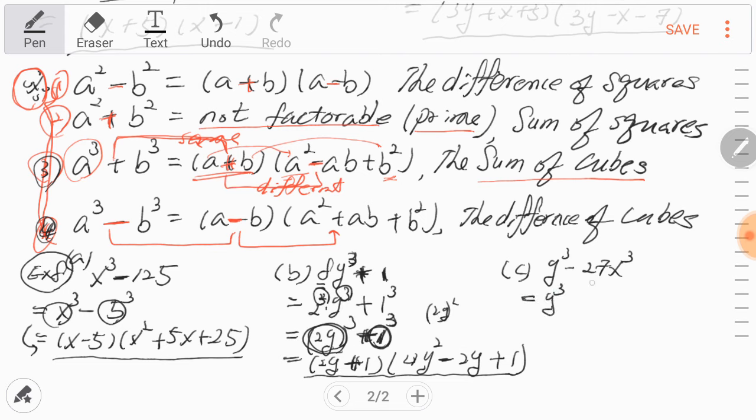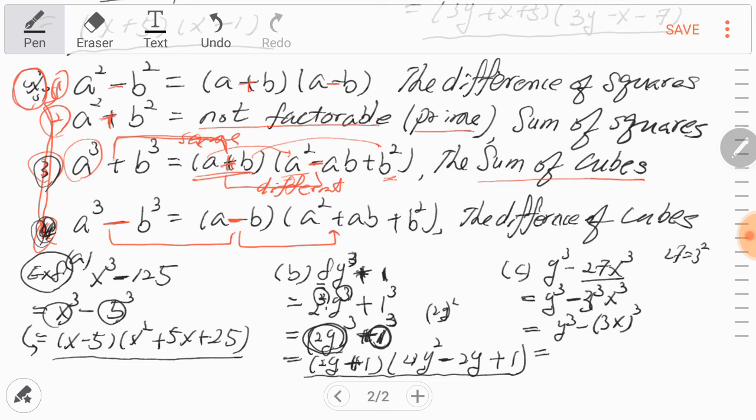The first part is cube, binomial, and cube, subtraction. So we may think of the difference of cubes, number 4. Then 27 is 3 cubed, right? So we can write the second term as 3 cubed x cubed. Then rewrite it. So 3y cubed minus 3x cubed.